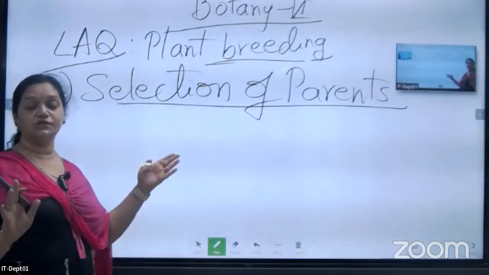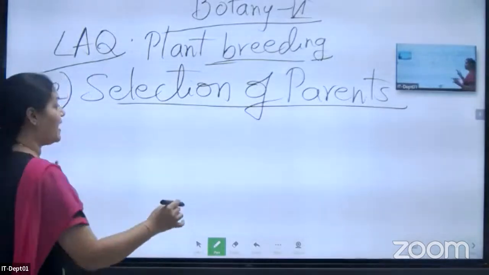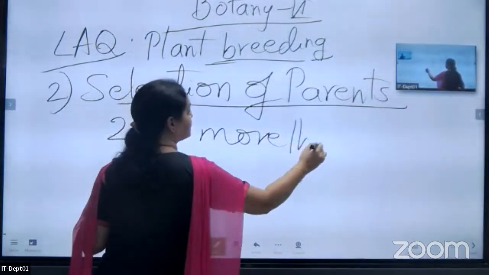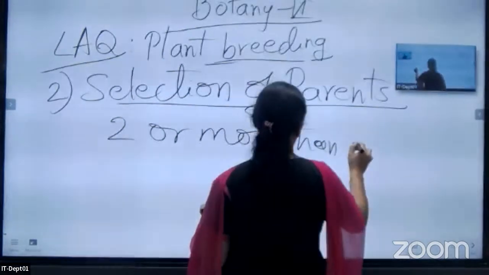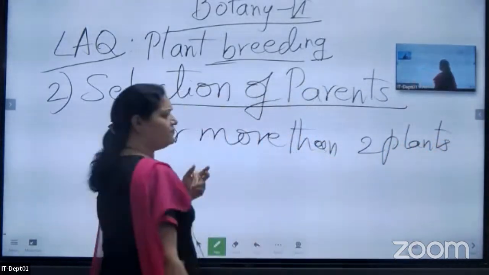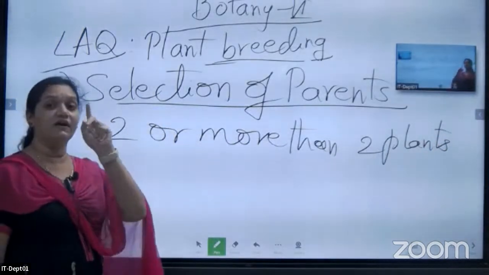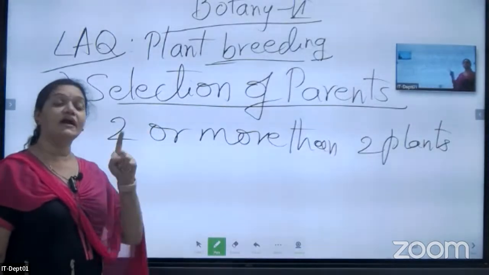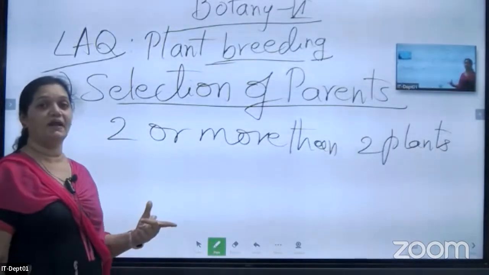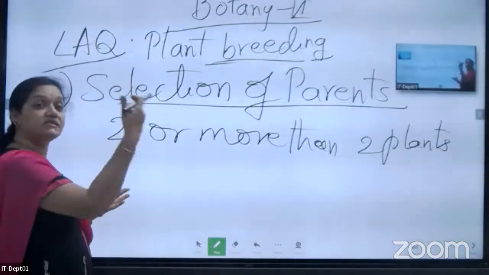In this selection of parents, the parents may be 2 or more than 2 plants. Why are we doing like this? Because all the good qualities, that is the desired characters, may not be present in one single plant. So here we are taking more than 2 plants also as parents.